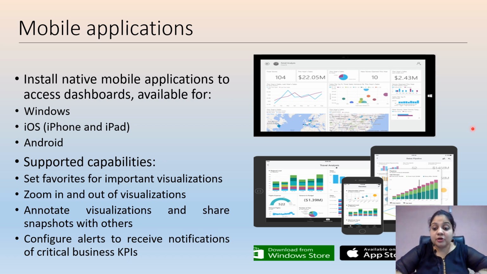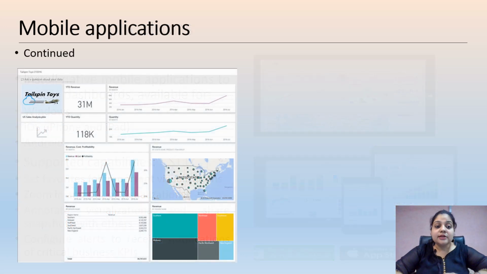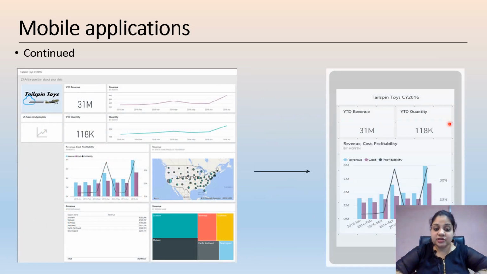So the other important feature is mobile applications. We can view our dashboards and get the insights about data from our mobile phones as well. It is available for Windows, iOS, and Android. We can zoom in and zoom out our dashboards, and we can configure our notifications for any updates in our data. So this is how our mobile application looks like. This is our desktop view and this is our mobile view. So we can scroll up and down and right and left for the mobile applications.